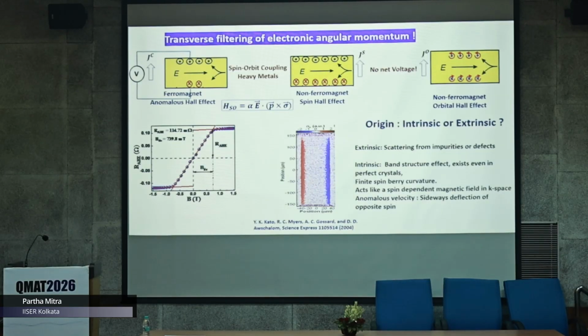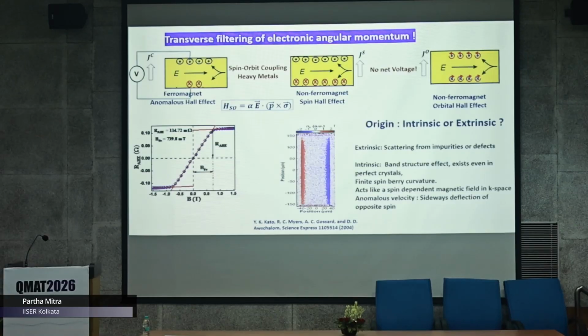But of course, this is a very simplistic picture. The actual origin of this, I will talk about later, is more complex. But the end result is that in an orbital Hall effect, you have accumulation of orbital momentum of opposite signs, just like in a spin Hall effect, you have spin angular momentum getting accumulated at the edges. Now, one of the debates about the origin of all this effect is whether this is intrinsic or extrinsic.